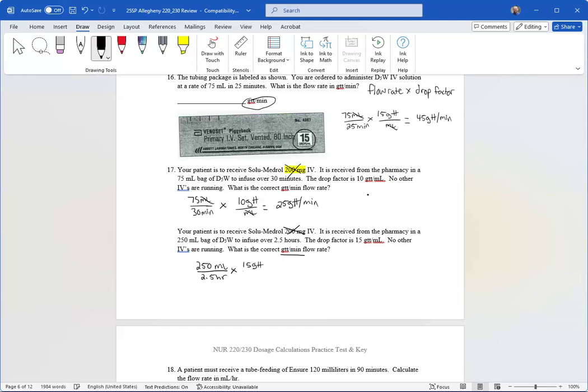So I'm going to take my drops per milliliter, and then I'm going to convert my hours to minutes. Just make sure that you're accounting for that, because if you don't, your math won't look right. It'll be like a tiny number. So if I take the 250 times 15 divided by 2.5 and then divided by 60, again I get the same answer I got previously, which is 25.